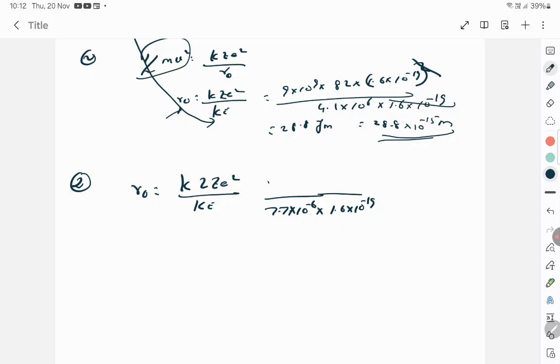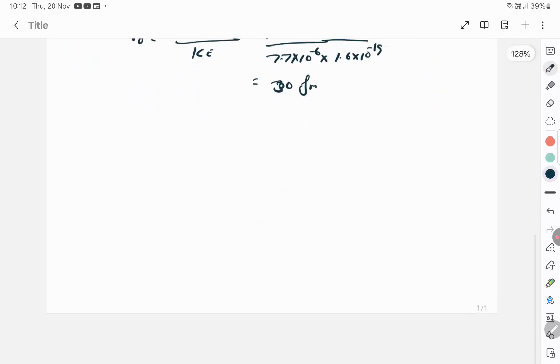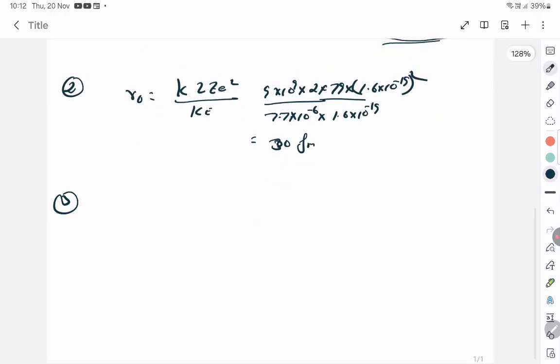The numerator has got 9 into 10 to the power 9 into 2 into, what is the atomic number of the gold foil? It's 79, into e square, which is 1.6 into 10 to the power minus 19, the whole square. And this you calculate, you get the distance of closest approach in this case, which turns out to be 30 Fermi. Just do the calculation, check out if you're getting this. That's 30 into 10 to the power minus 15 meter. Okay, let's go to example 3.